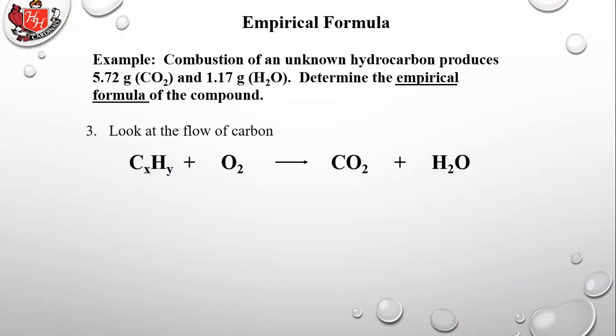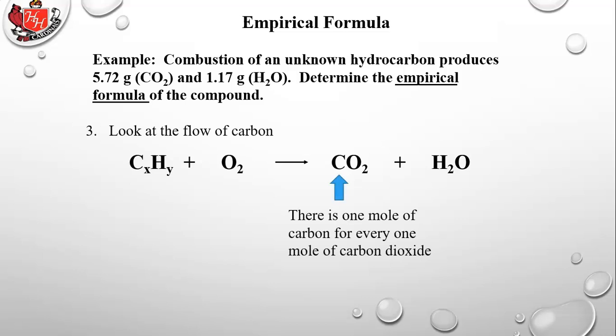So we look at the flow of carbon. So notice that there is 1 mole of carbon for every 1 mole of carbon dioxide. Again, think of the carbon dioxide as a bicycle. For every bicycle you make, you need 1 bicycle seat. And think of the oxygen as the wheels. For every 1 bicycle you need 2 wheels. So for every carbon dioxide molecule, you need 1 carbon atom and 2 oxygen atoms. For every 100 carbon dioxides you make, you need 100 carbon atoms and 200 oxygen atoms.